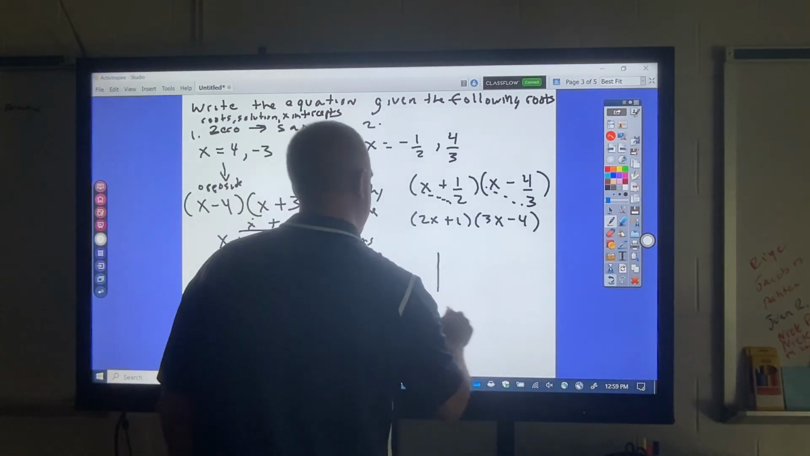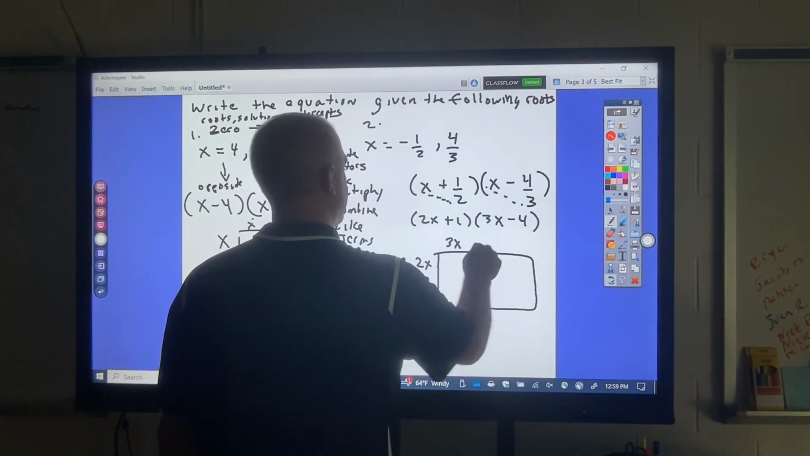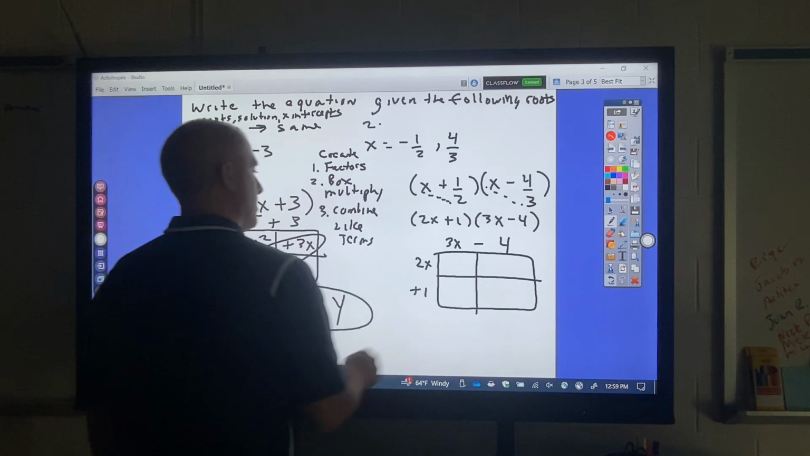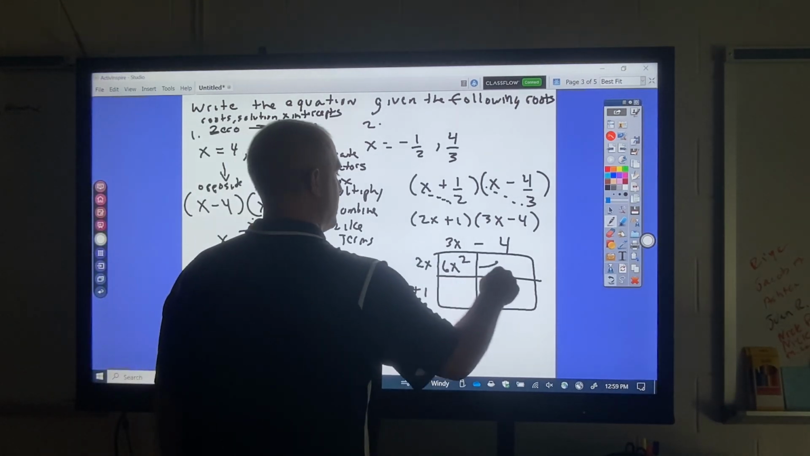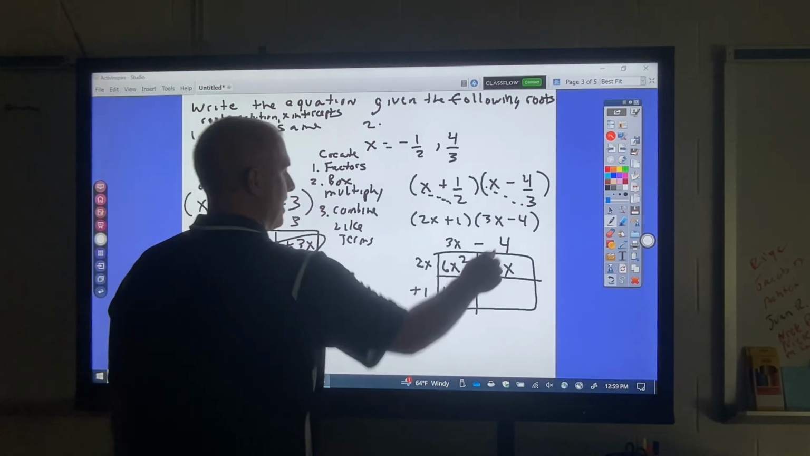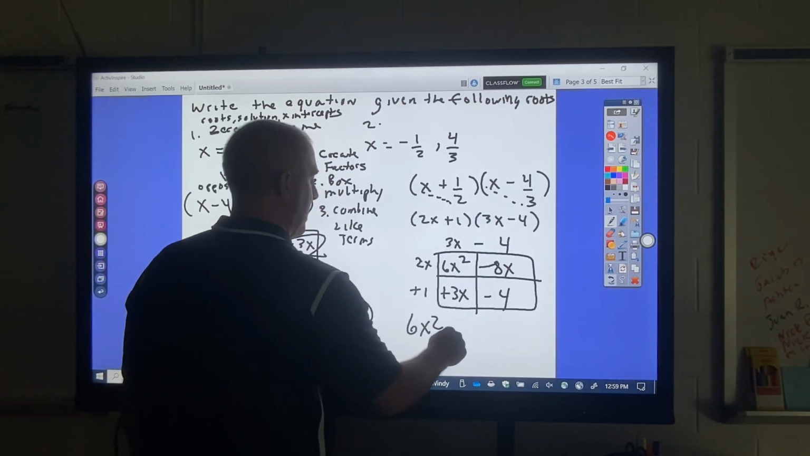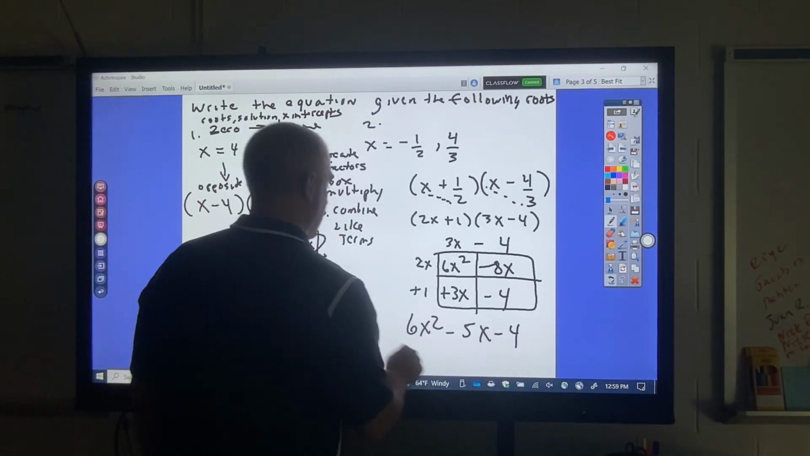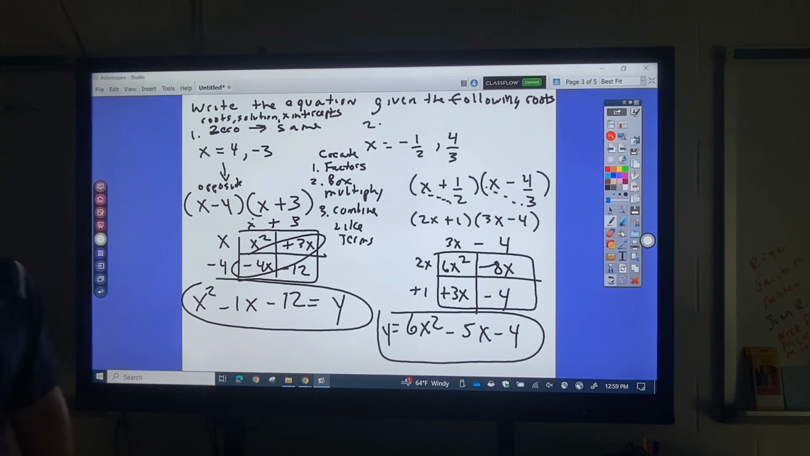And the idea behind that is if I solve that, that's what I would get. Okay? So what I want to do is draw my box. 2x plus 1, 3x minus 4. 2x times 3x would be 6x squared. 2x times negative 4 would be negative 8x. 1 times 3x would be positive 3x. 1 times negative 4 would be negative 4. Those would combine. So 3 minus 8 would be negative 5. Okay? And I can put just the y equals here. All right, that's what the function is.